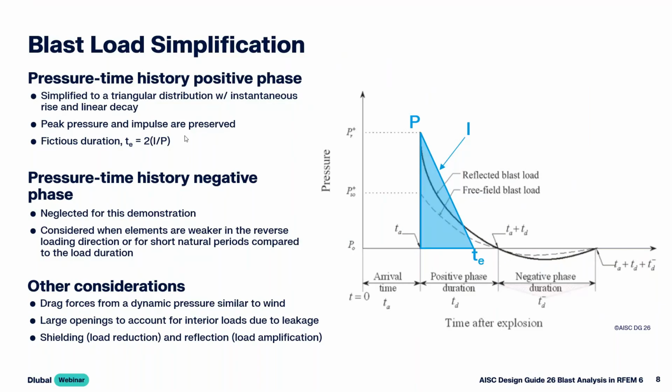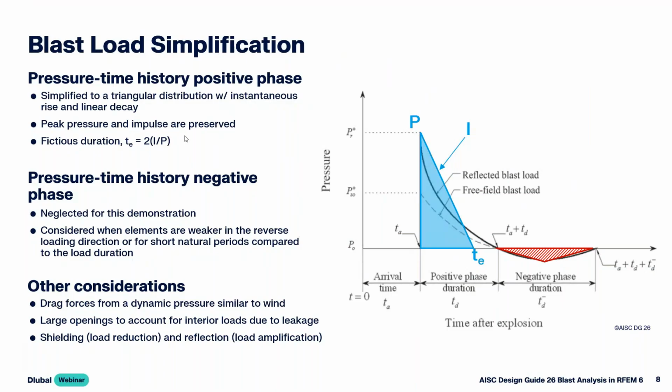Moving on to the pressure time history for the negative phase, we're actually going to neglect this for this demonstration. So a little bit simpler approach here, but we certainly don't want to always neglect this. For example, when we have elements that are weaker in the reverse loading direction, or if we have a structure with very short natural periods compared to the load duration, then we certainly don't want to neglect this negative phase here. But again, for example purposes for us today, we will go ahead and not take this into account.